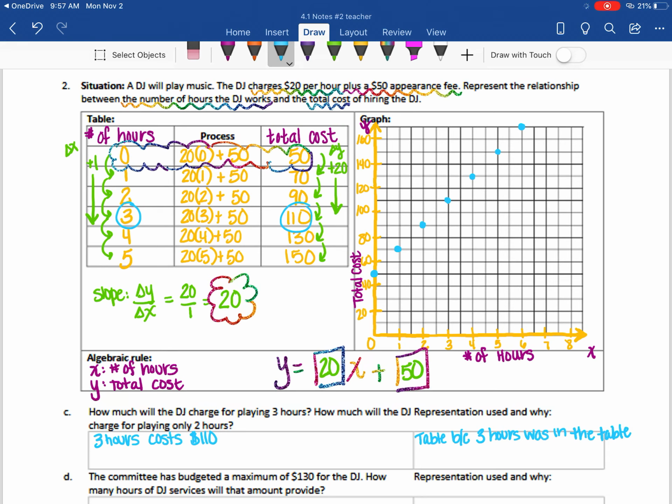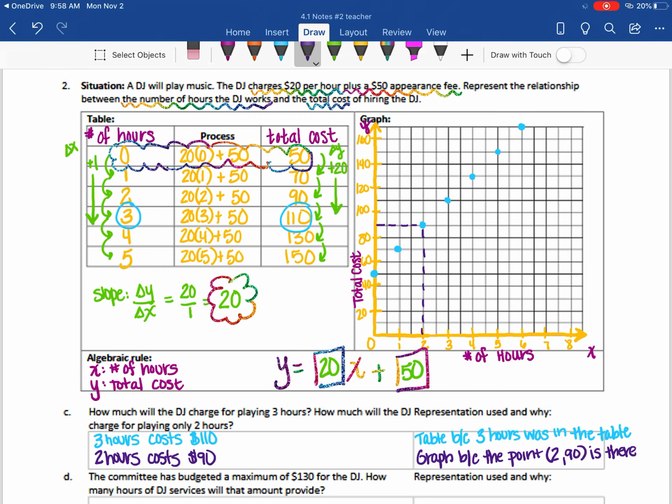Right, what about for 2 hours? So I'm actually going to use a different representation this time. I'm going to look at the graph for 2 hours just to show a different representation. Okay, and I can see that 2 hours cost $90. And I'm going to say I use the graph because the point (2, 90) is there.